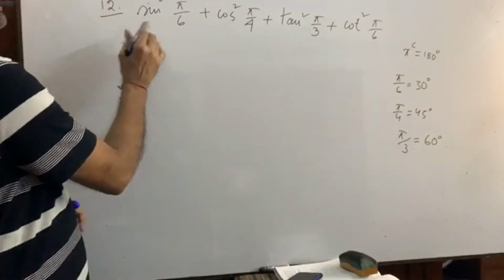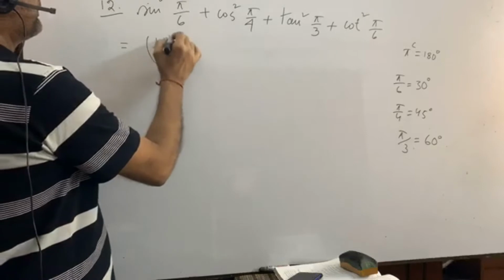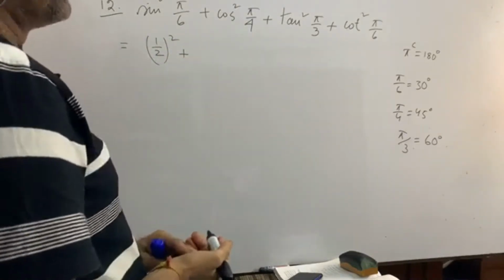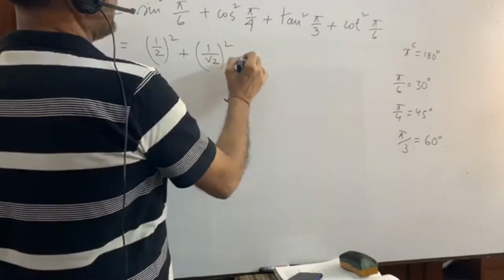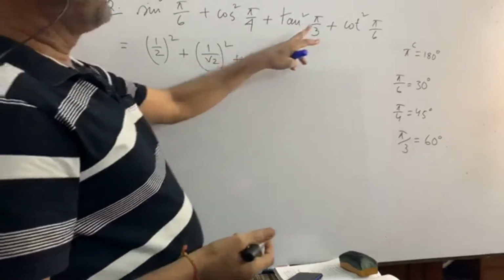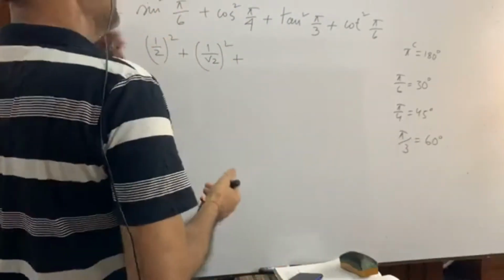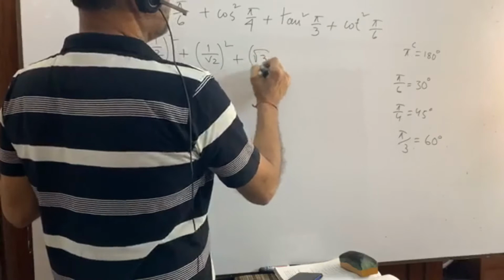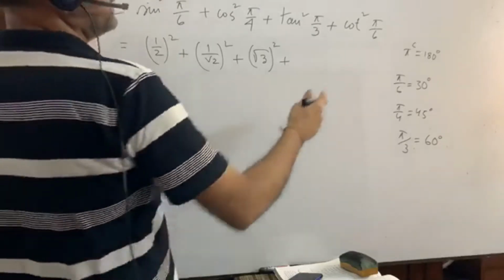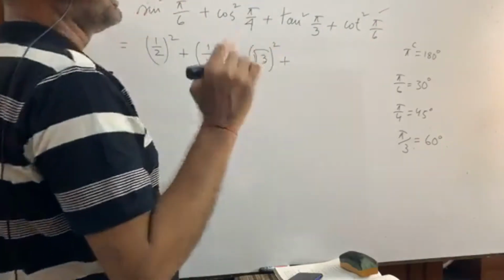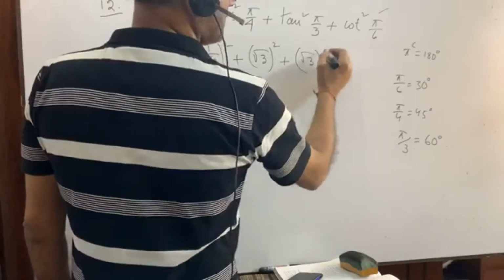Now, what is the value of sine 30 degrees? Sine 30 is half. Then cosine pi by 4, that is cosine 45 degrees, equals 1 by root 2, whole square. Tan pi by 3 is tan 60 degrees, whose value is root 3, whole square. Now cot pi by 6 is cot 30 degrees, which is root 3.